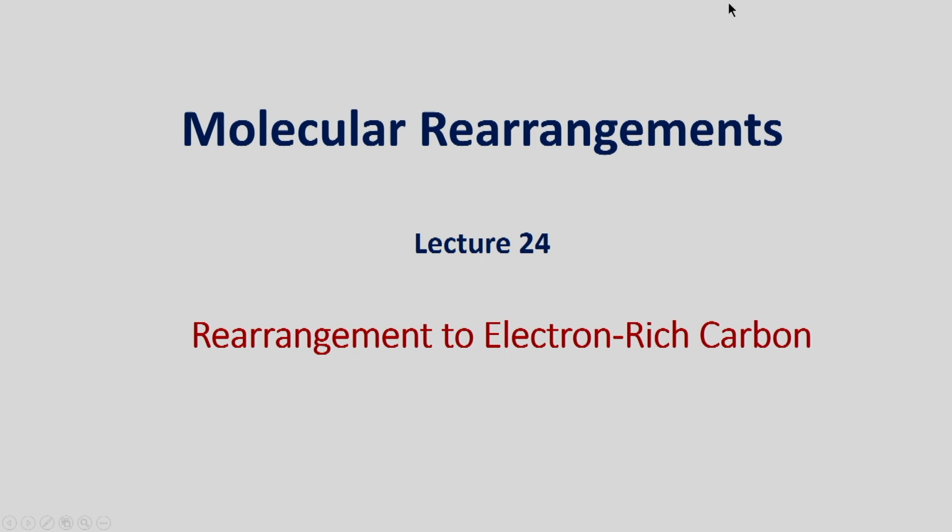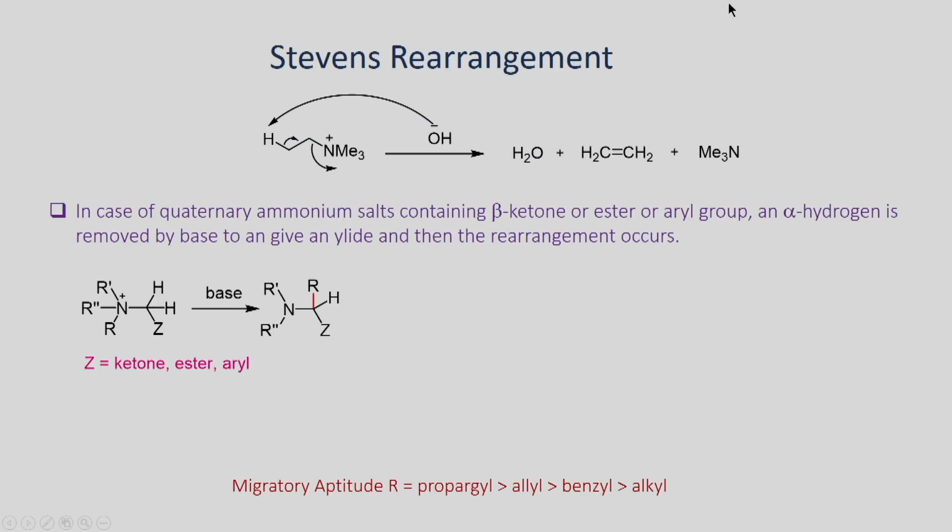Now let us focus on the rearrangement to electron-rich carbon. Following that, we will try to discuss the rearrangement into aromatic substrates. When you go for the rearrangement to electron rich carbon, we will see four reactions. First one is the Stevens rearrangement.